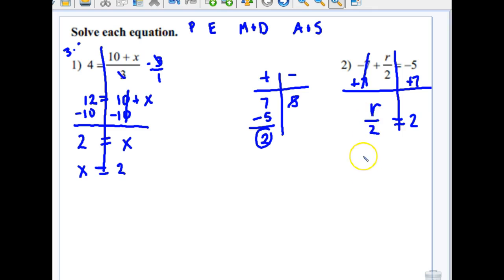How do I undo this? What is the inverse operation of division? So I need to multiply both sides by what number? By 2. When I multiply by 2, my 2's cancel. 2 times 2, that leaves me with r is equal to what? Got it? Okay, so we're just adding that one extra step. We're still solving the problems the way we did with the one step. We just added a step.